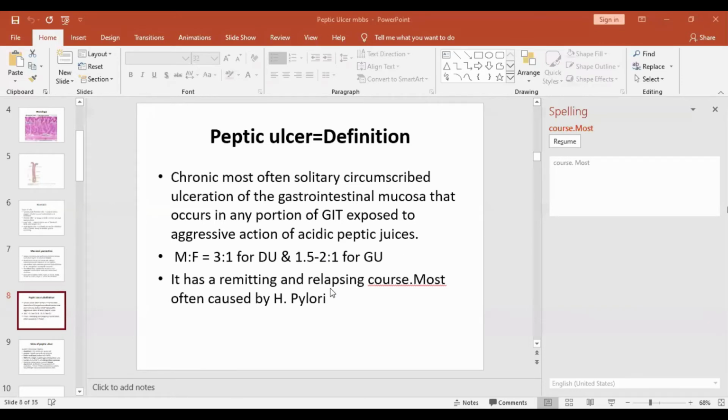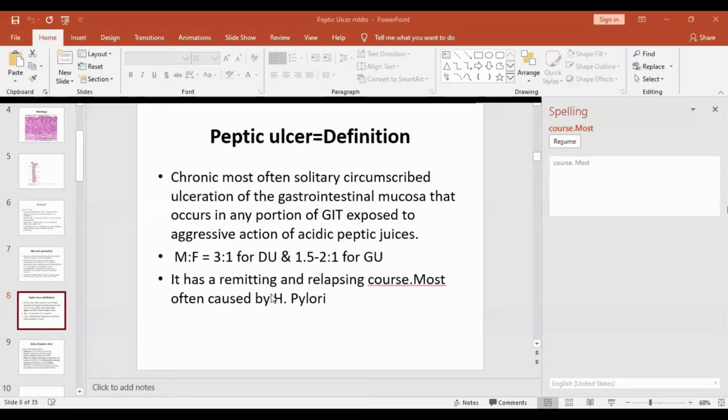And it has got a remitting and relapsing course. Means it becomes all right for some time and then again occurs. And most important cause, when we come to the etiology, it is H. pylori, that bacteria, Helicobacter pylori, and this causes most of the peptic ulcer.